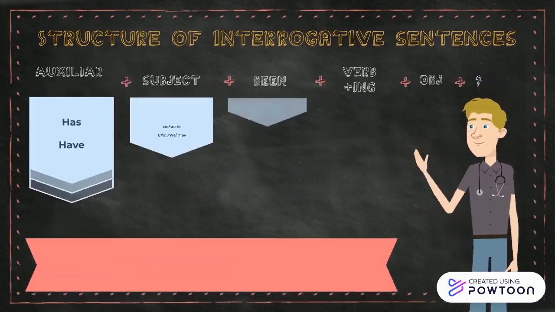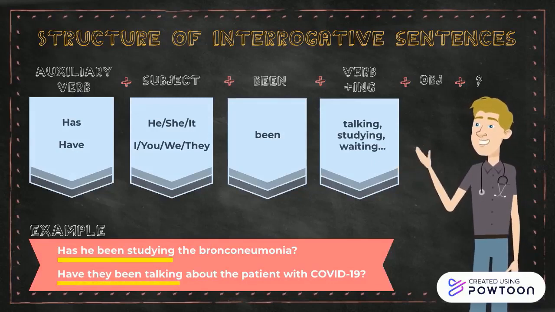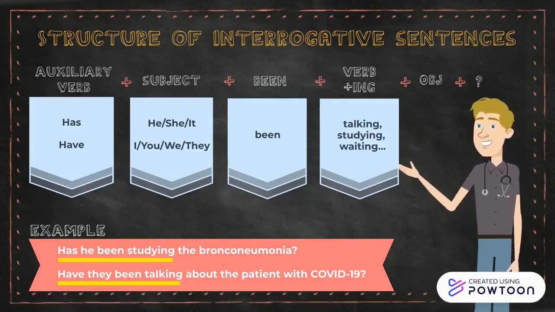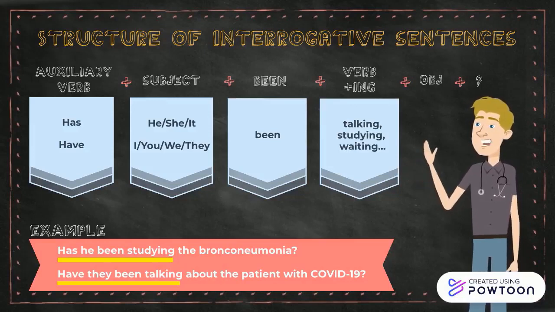Structure of interrogative sentences in the present perfect continuous tense. Auxiliary verb plus subject plus been plus verb plus ing plus obj plus question mark. Auxiliary verb has with the subject he, she, it plus been. Auxiliary verb have with the subject you, we, they plus been, and the verb plus ing.